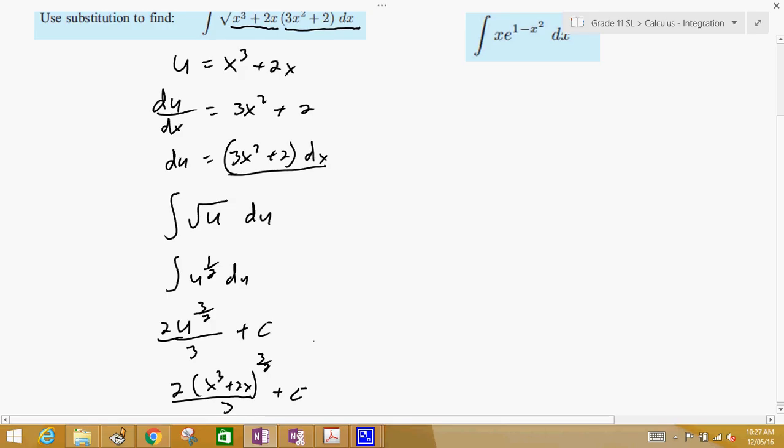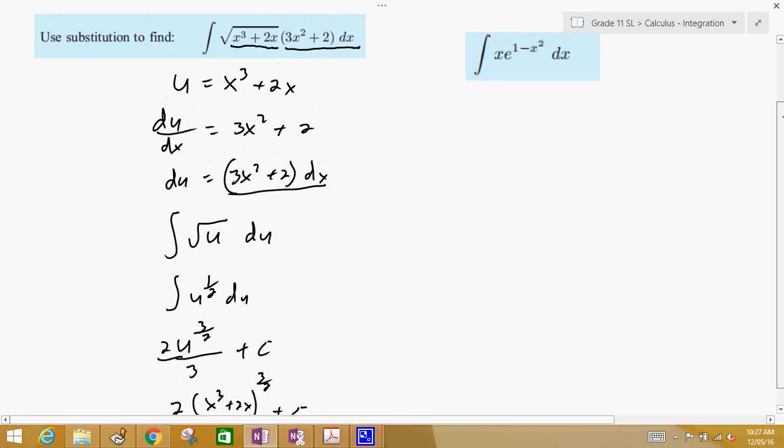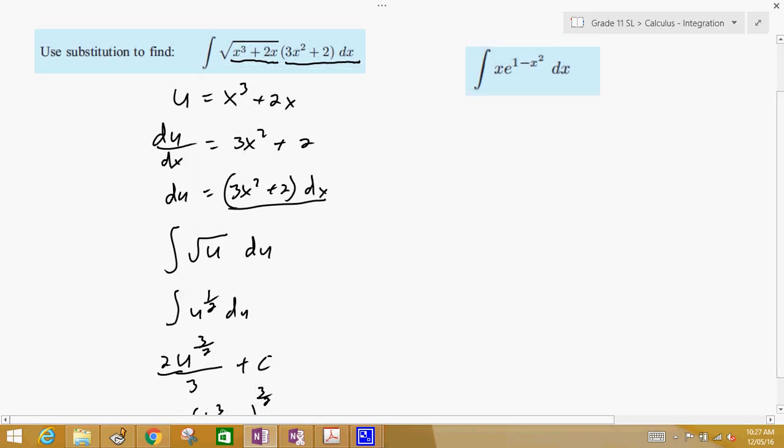Let's see one more example. So suppose I've got the problem, integrate x times e to the 1 minus x squared dx. Once again, this is a very tricky question.